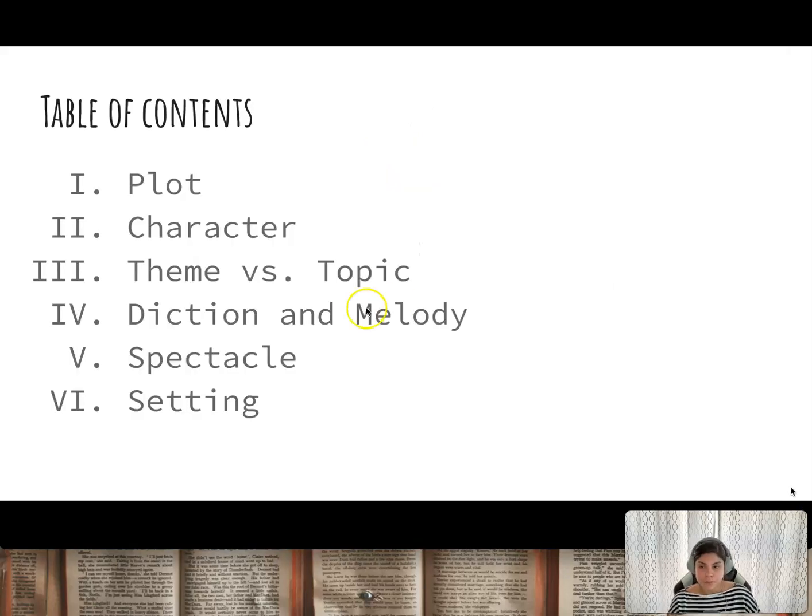All right, so here's what we're going to be covering today. First, we'll take a look at plot, followed by character. Then we'll differentiate between theme versus topic. We'll look at diction and melody, and then we'll take a look at what spectacle is and what it contains. And lastly, we'll look at setting, and we'll go ahead and wrap it up at the end.